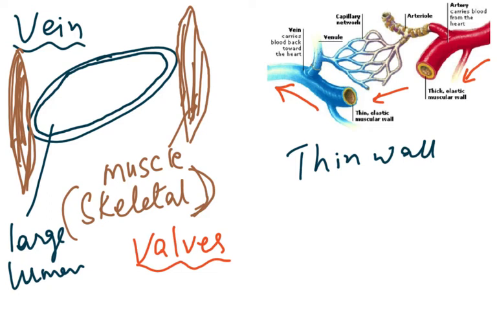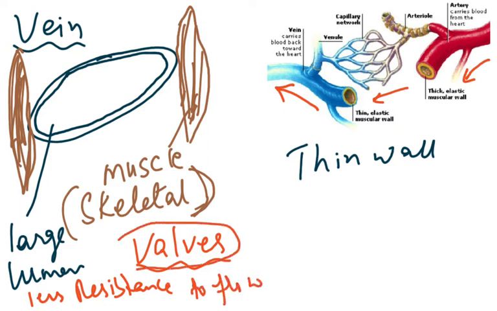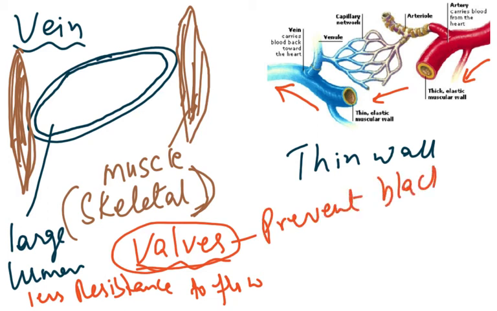So you have a large lumen, so less resistance to flow. Then you have valves, and these valves are going to prevent backflow, especially as I told you in your leg muscles. So it's going to prevent backflow.